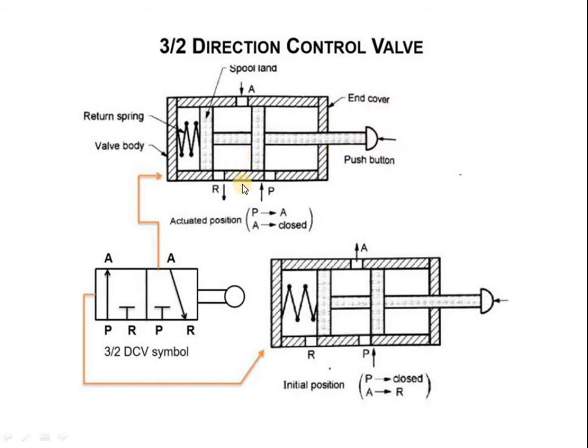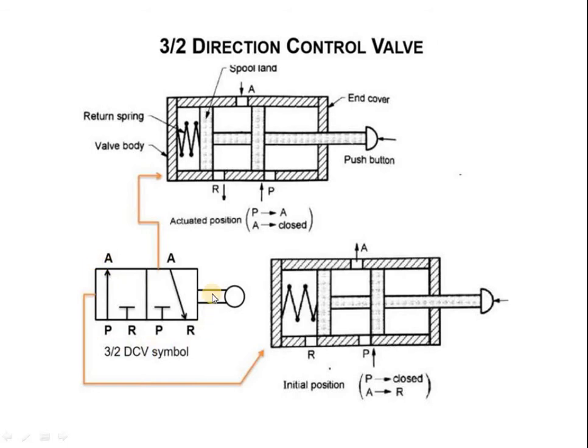In the first position, if you want to understand it, all ports are open, but here you can understand that the air is coming from the working port to the return port, because the spool is uncovering the working port and the return port, and it is covering the pressure port. So this actuated position is P to A, and A is closed. In this position P is closed. The initial position is A to R.